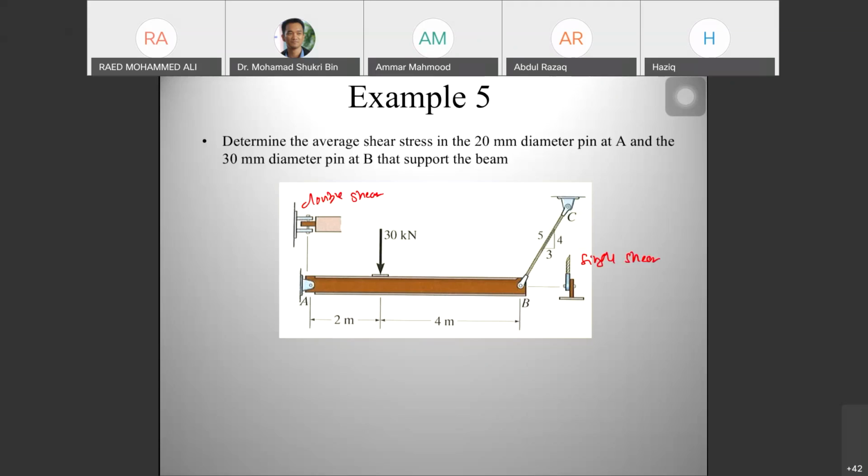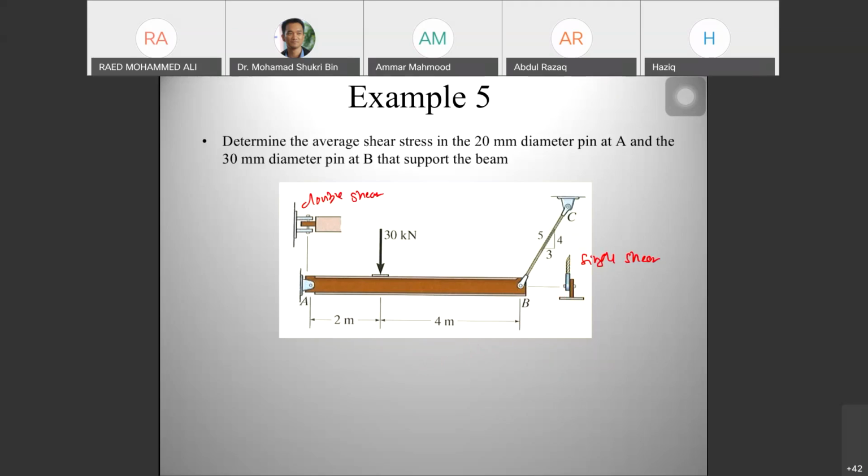Sometimes the question will tell you pin A is double or single, pin B is double or single. Sometimes they do not tell you, so you need to identify using the figure.